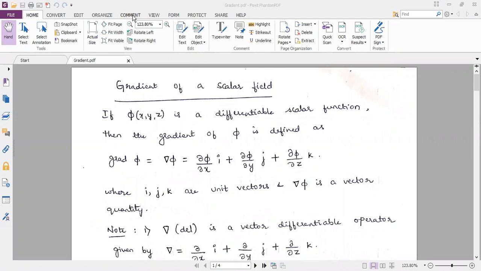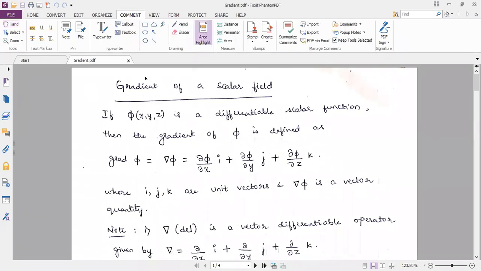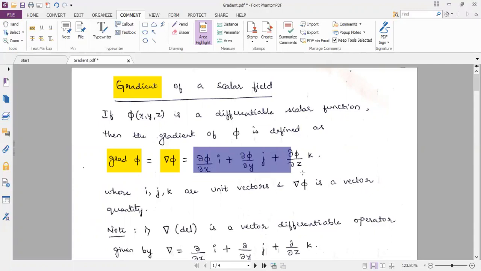Today, I'll be teaching a topic on gradient of a scalar field. Definition: if phi of x, y, z is a differentiable scalar function, then the gradient of phi is defined as grad phi is equal to del phi, given by ∂phi/∂x i plus ∂phi/∂y j plus ∂phi/∂z k, where i, j, k are unit vectors and grad phi is a vector quantity.